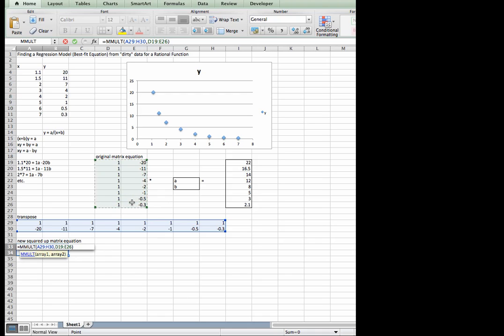Hit Control Shift Enter. Now we've squared it up, and we've got a 2 by 2 matrix there. Okay, we still have our times, and we still have our A and our B.